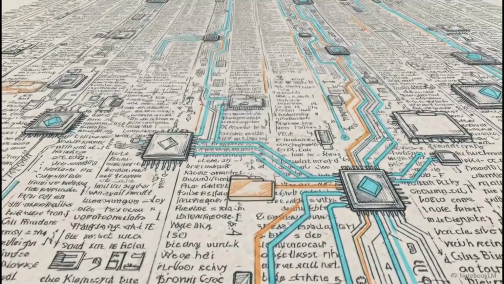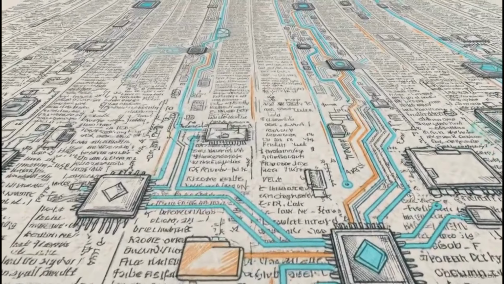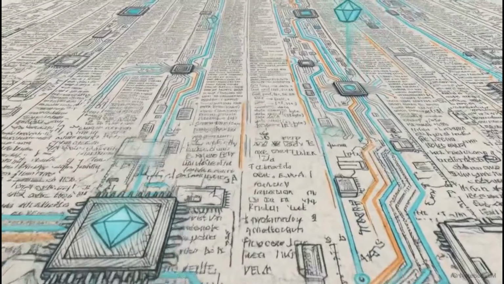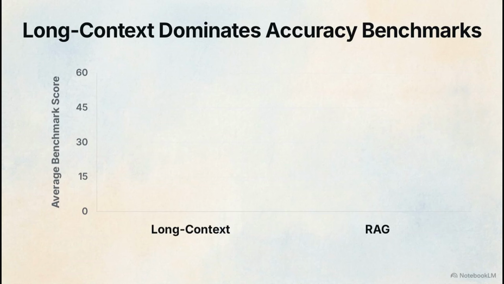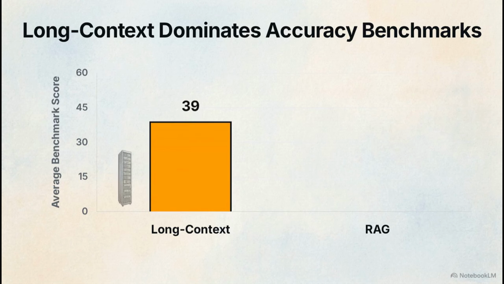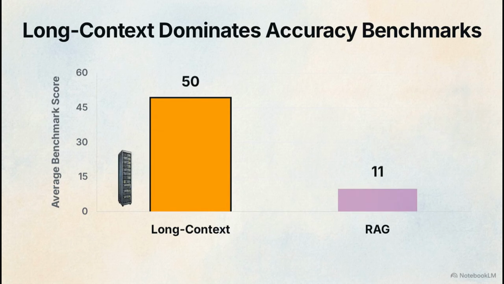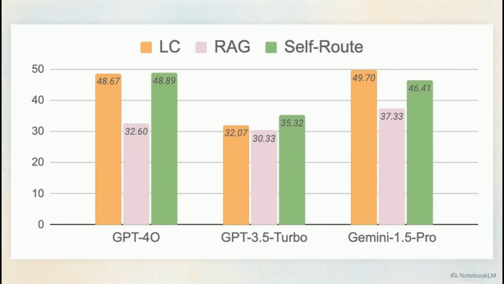The industry reached a widely publicized milestone, the 1 million token context window, carrying the promise of endless, seamless memory for language models. If we look purely at benchmarks, heavily resourced long-context models empirically outperform standard zero-shot retrieval augmented generation on average tasks. This chart shows the performance gap between long-context and RAG across frontier models, comparing the orange LC columns against the pink RAG indicators for GPT-4o, GPT 3.5 Turbo, and Gemini 1.5 Pro.